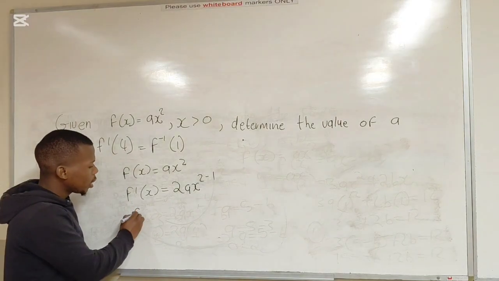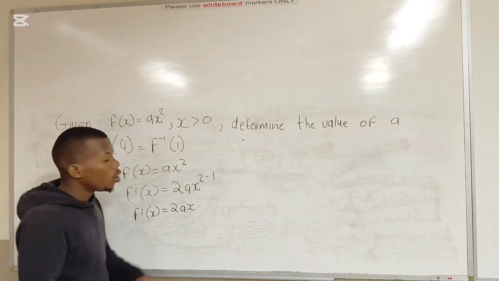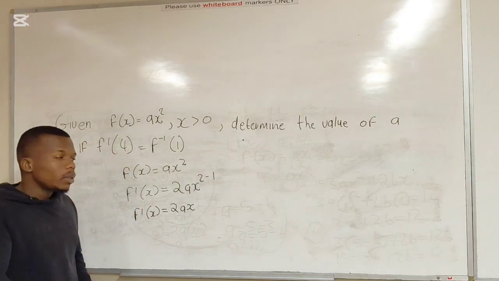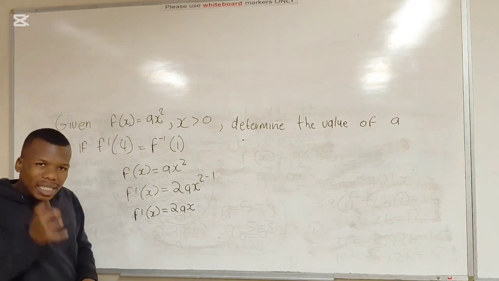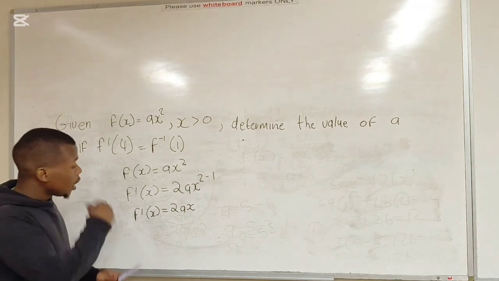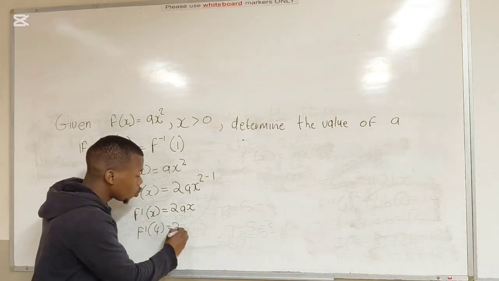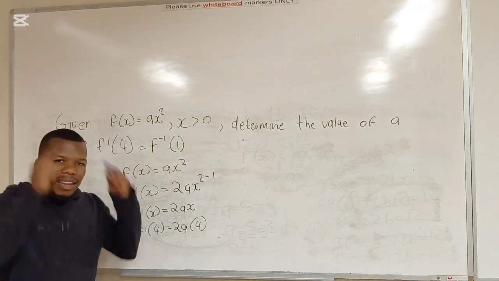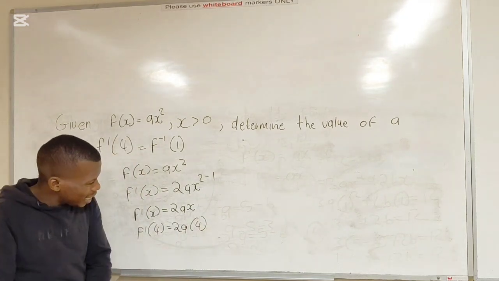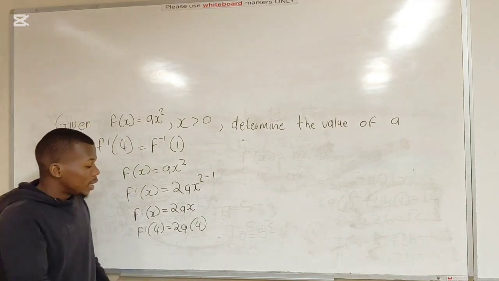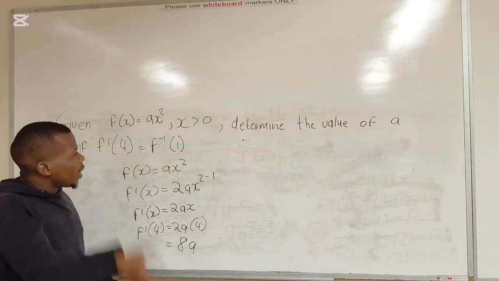In other words, my first derivative is given by 2a x to the power of 1. But remember, they said we must find f prime of 4. Meaning when I see x, I must substitute positive 4. Here it will be f prime of 4, which is equal to 2a multiplied by 4. Remember, we have like terms, 2 and 4. This means that I'm going to have 8a.